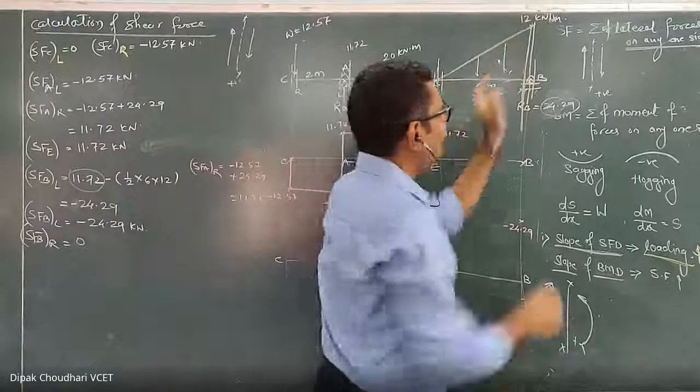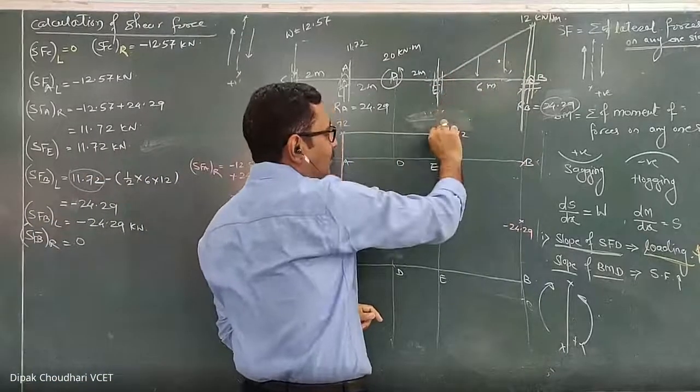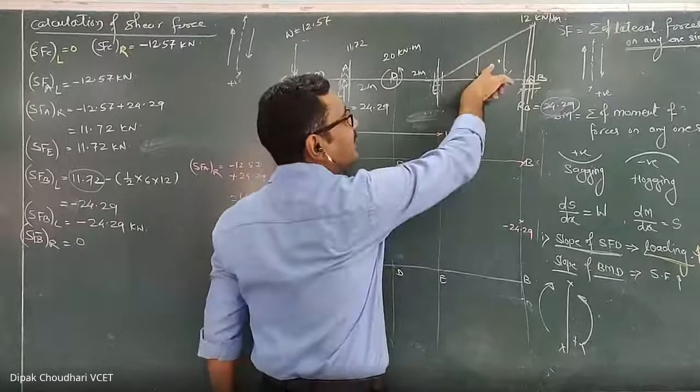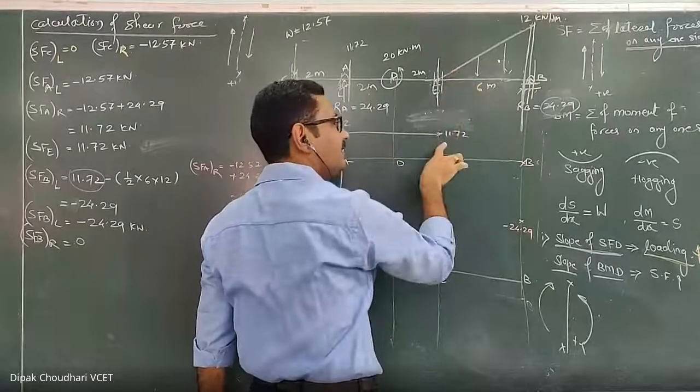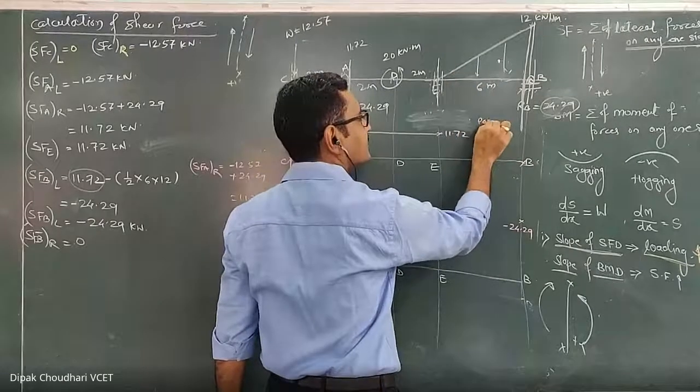Then here, a downward distributed load is there, so we have to move downward. Now here it is UVL. UVL loading diagram is UVL. If the loading diagram is UVL, the shear force is a parabola. Second degree equation.